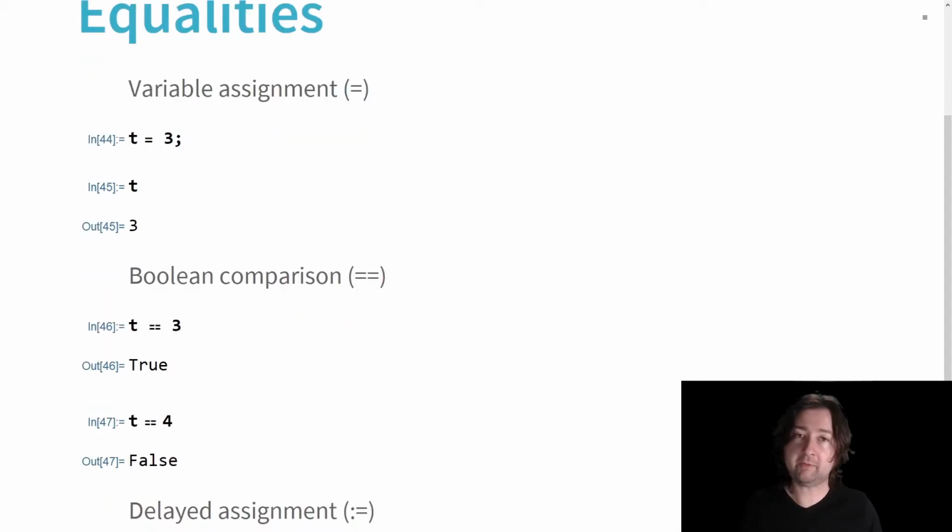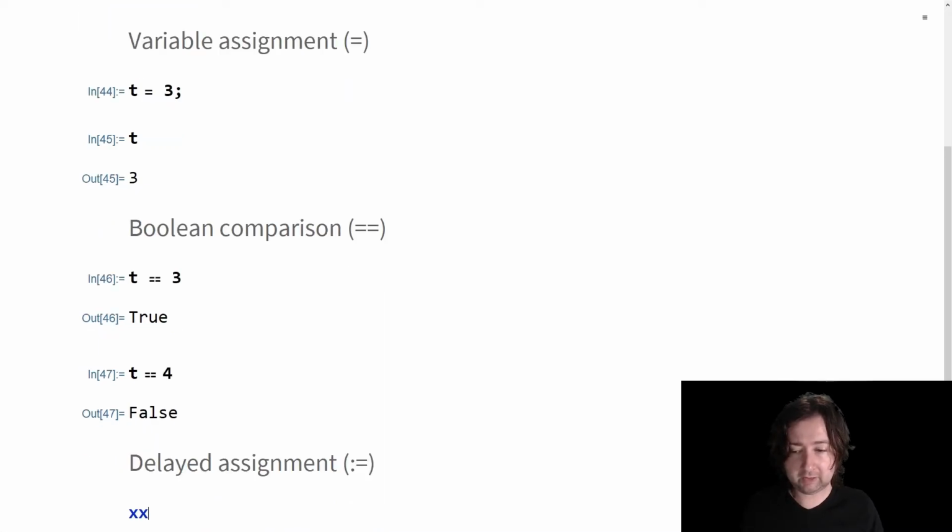The third type of equal sign is called a delayed assignment. And what that does is it holds off on evaluating whatever's on the right-hand side, whatever's been stuck into that variable, until input has been processed. So it waits to figure out what t or x is equal to until you actually call x. So to give you an idea of exactly what that looks like, if you wrote down something like x is equal to random x.